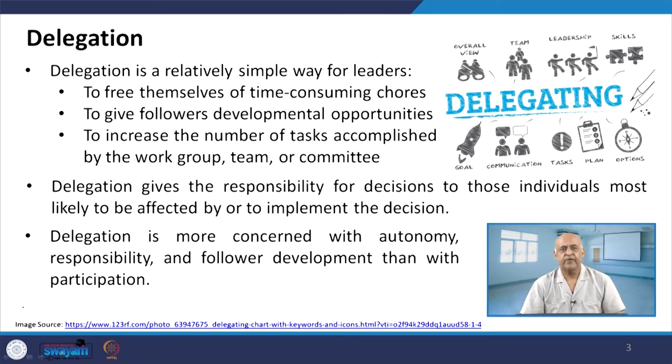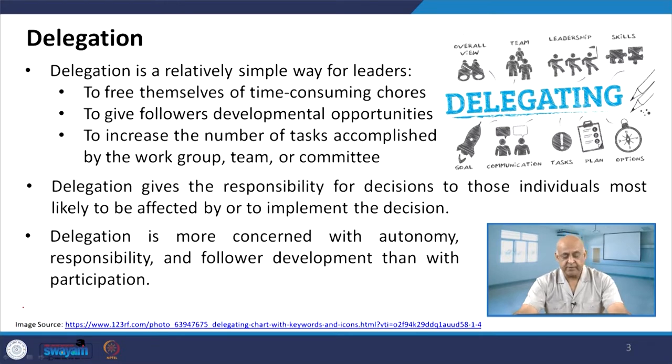So, the task will be accomplished faster, because all are contributing to the work. It is not a single hand's contribution, rather it is the collective hands' contribution, and therefore the number of tasks accomplished will be more. And the group, team and committee all will benefit.